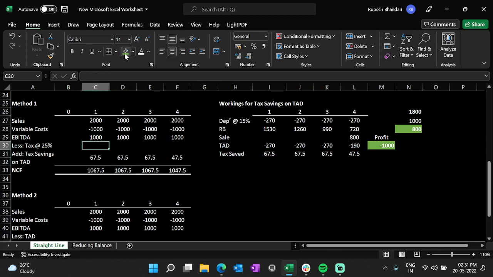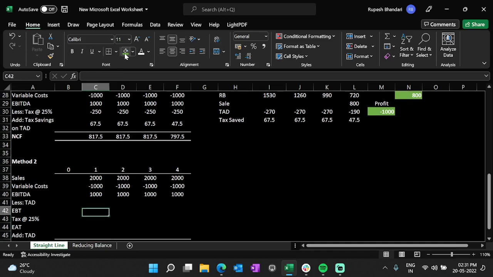But what has to happen? You have to pay taxes on the operating income as well, right? In that, how much are we paying? So 1000 times minus 0.25, right? We are paying 250. Copy it across. We are paying 250 every year, right? And the tax saving from the depreciation, we are getting this much, right?